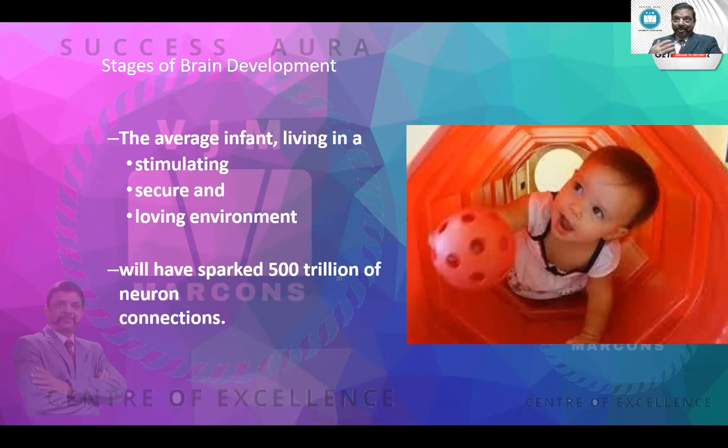The remaining cells are organized into 40 different physical areas that will broadly govern senses and skills such as vision, language, and muscle movement. The average infant living in a stimulating, secure, and loving environment will have sparked 500 trillion neuron connections.